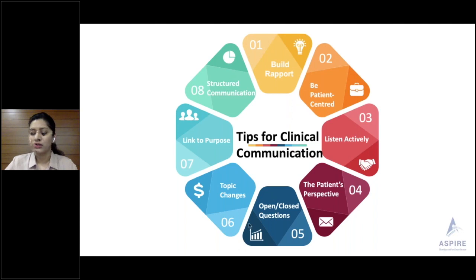So, topic changes. When you're changing a topic, please try to label the sentence. Say that you will be asking regarding their lifestyle before you ask them about their diet or smoking or alcohol intake. It's also called signposting. Link to the purpose: link what you say clearly to the purpose of the communication. Structured communication: take the lead in the consultation, organize the talk, and clearly indicate the organization to the patient.